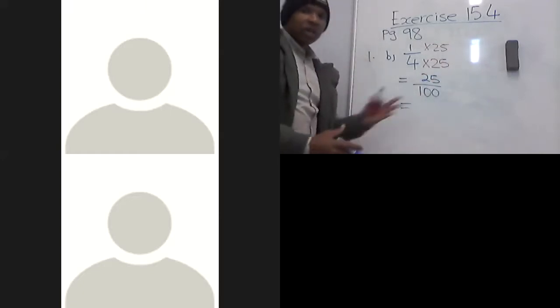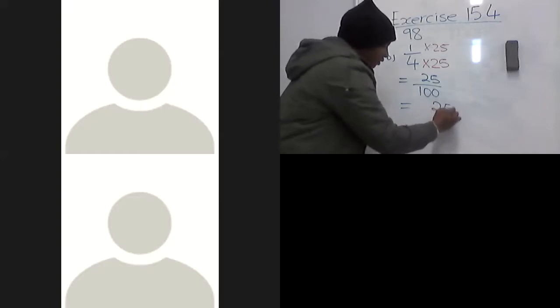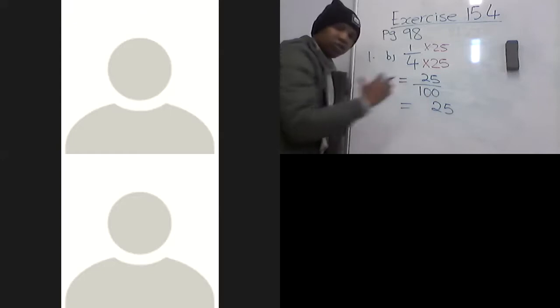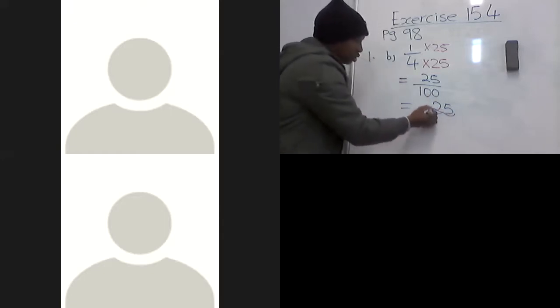Then from here we can now write it as a decimal number. That's 25. We have 100, 2 zeros, move to the left 2 times. 1, 2, that is where your comma will be. And then you put your 0 there.